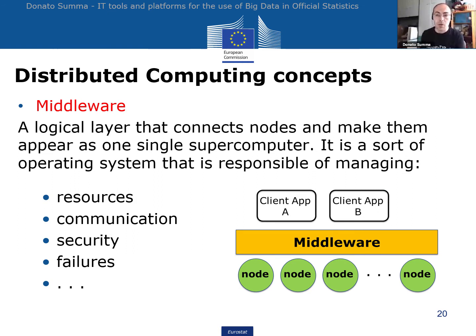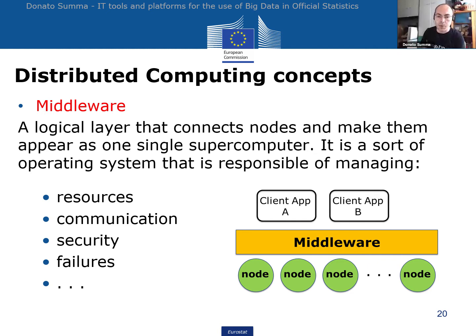Another very important concept related to distributed computing and distributed systems is the so-called middleware. A middleware is a logical layer that connects nodes and makes them appear as one single supercomputer. It's a sort of operating system that is responsible for managing resources, communication, security, failures, and so on.